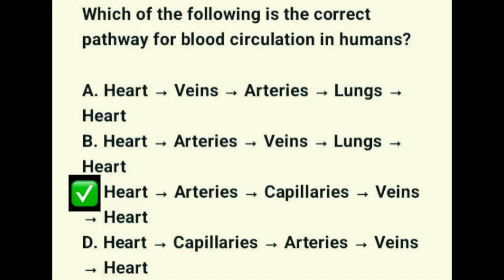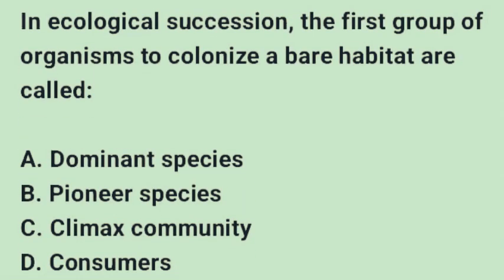is option C. The fifth question says, in ecological succession, the first group of organisms to colonize a bare habitat are called dash. In ecological succession, the first group of organisms to colonize a bare habitat are called dash. A. Dominant species. B. Pioneer species. C. Climax community. And D.